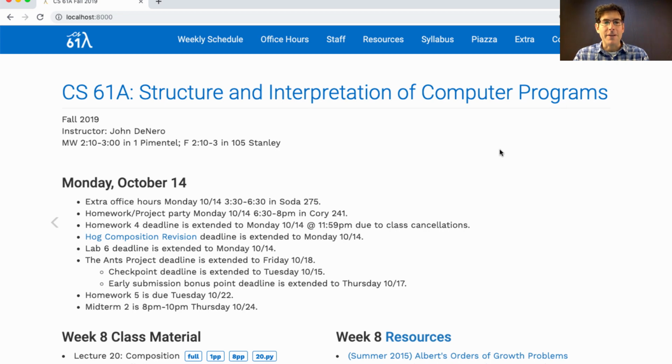You can also revise your HUG composition to earn back any composition points that you lost by today and finish Lab 6, that was last week's lab, by today. The ANTS project deadline was also extended. Even though it was not due last week, it's due this week, but we've bumped it back a day to make room for the other extensions. So now you need to finish the ANTS project by Friday. Please finish the checkpoint by tomorrow and finish the whole thing by Thursday for an early submission bonus point.